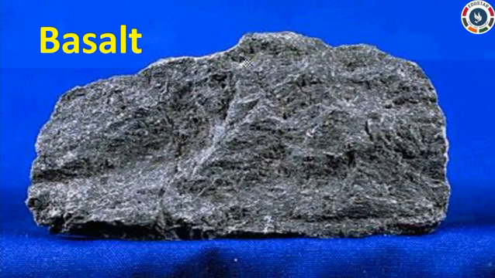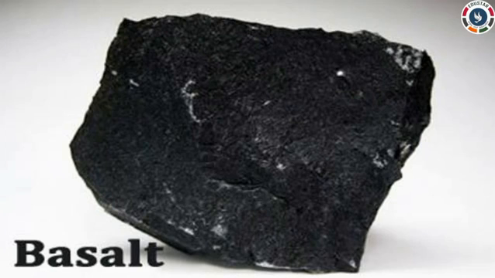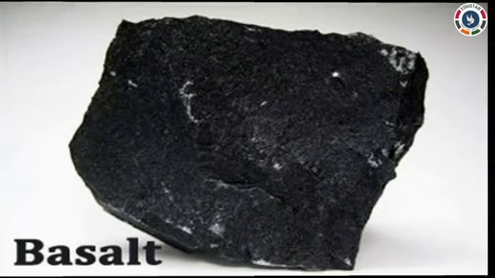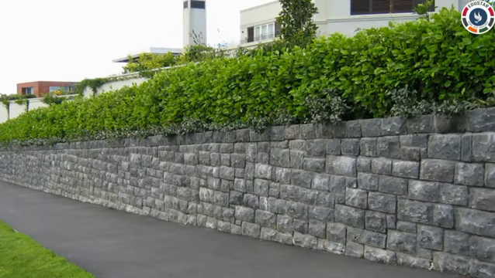Next, basalt. It is an igneous rock with a glassy appearance. It is formed by the cooling of lava on the earth's surface. It is dense and dark. Its dark color is because of the presence of minerals such as iron and magnesium. Basalt is used mainly for constructing roads.